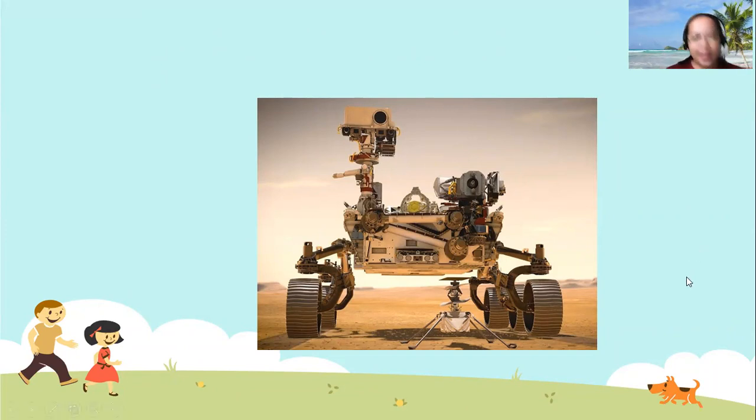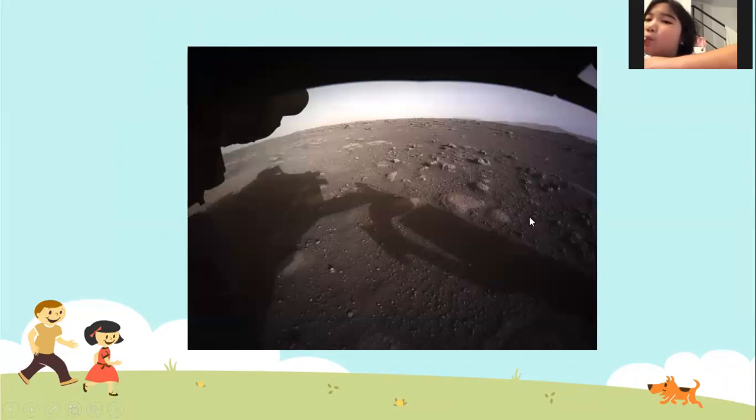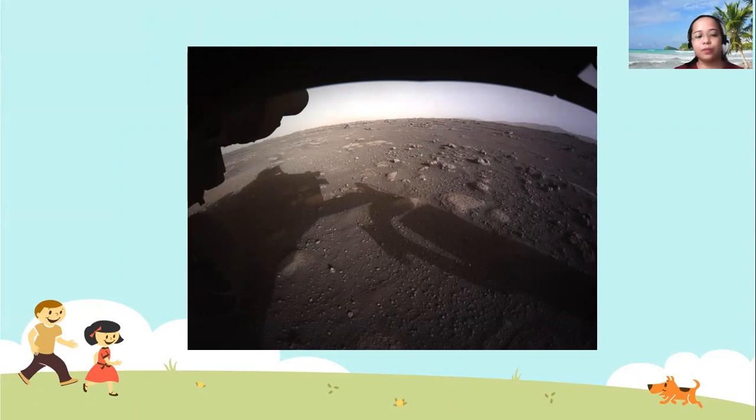But last time we received news about the rover, right? This is actually the rover that landed on Mars. This is the Mars rover. This was the picture taken on the first landing of the Mars rover on Mars. So what can you see?